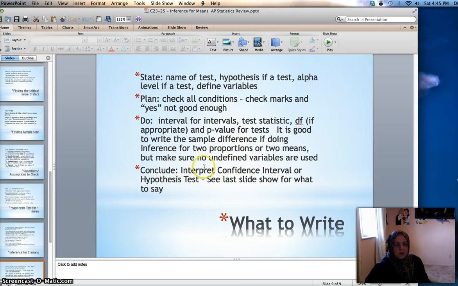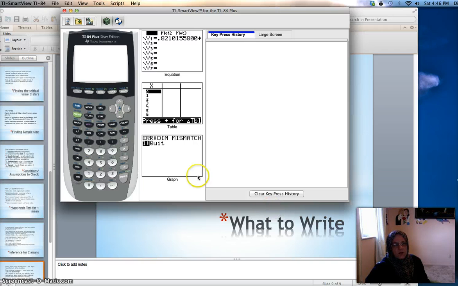And then finally, your conclude, that's interpreting the confidence interval or the hypothesis test, which we learned how to do in previous review slides. Okay, so now let's take a moment and look at where all these things are in the calculator.